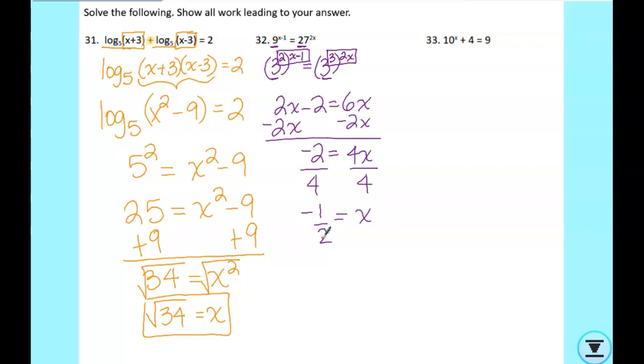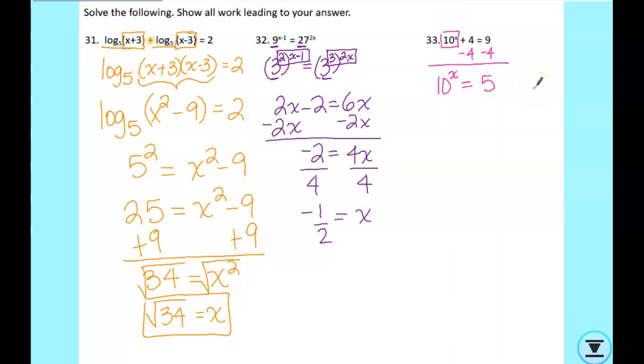On the next one, we always need to isolate the part that has the x first. That should always be our first step. So again, we're working with an exponential function here. So we're going to subtract 4 from both sides. And so we get 10 to the power of x is equal to 5.